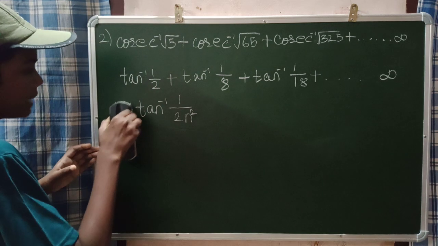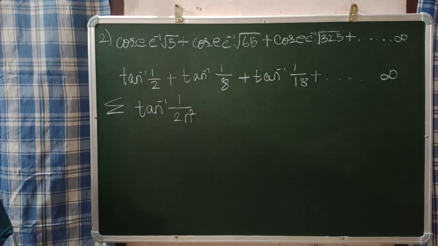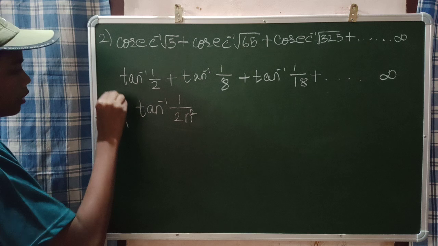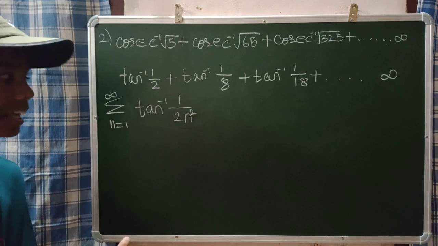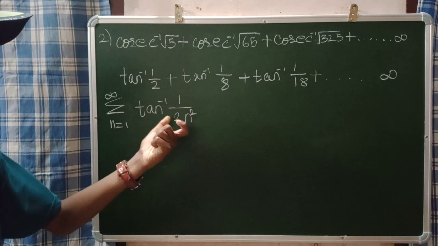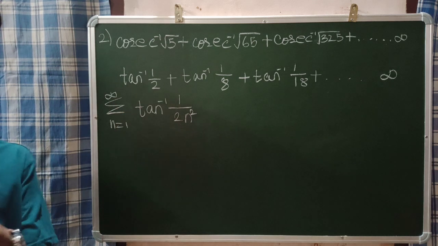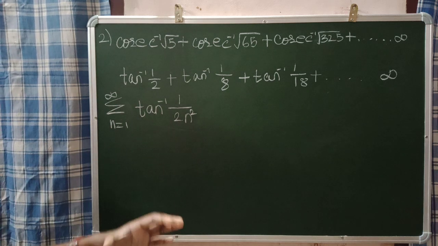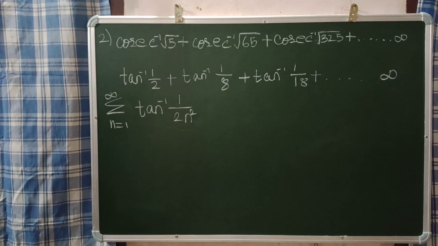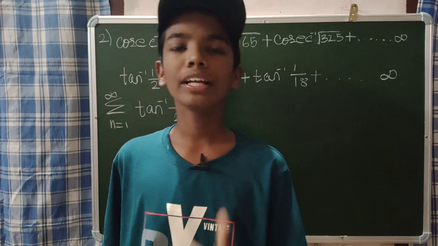So I will put the summation. Summation of tan inverse of 1 by 2n square from n equals 1 to infinity, because this is an infinite series. If it is an infinite series, then this is nothing but the summation of tan inverse of 1 by 2n square from n equals 1 to infinity, just like a standard form. Now your manipulation part starts.